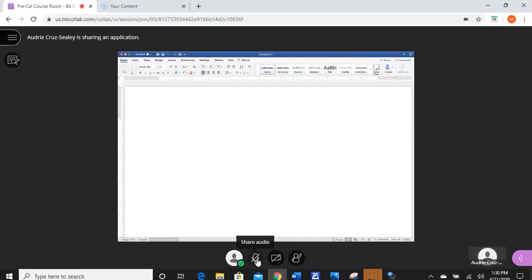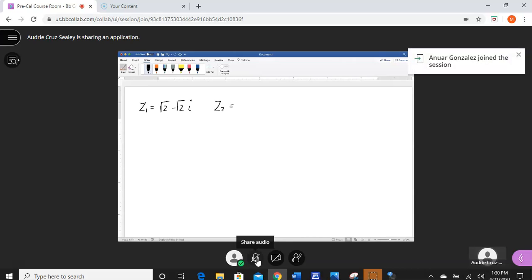So we are on page 114. We're going to do the last example on page 114, part C. Part C is that Z1, which is the first complex number, is equal to the square root of 2 minus the square root of 2i. And then Z2, which is the second complex number, is 1 minus i. What they want us to do is multiply these two numbers together, and divide these two complex numbers.